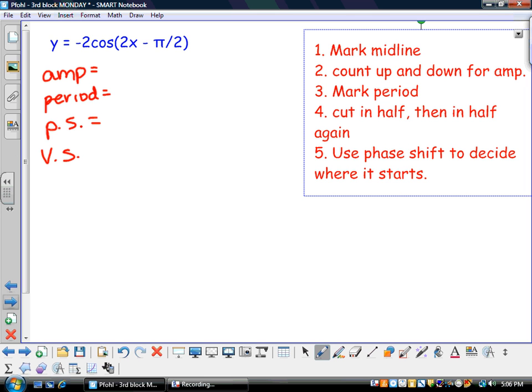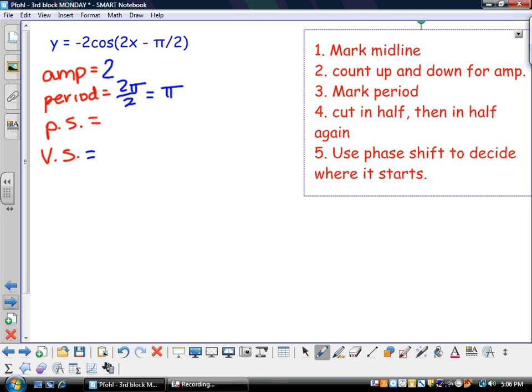All right, so you should have already had a chance to figure out those 4 important parts. The amplitude is 2. If you put -2, you're not correct. The negative is just going to tell us that it reflected over the x-axis, but the amplitude is always positive, so the amplitude is +2. The period, 2 pi divided by 2, or just pi.